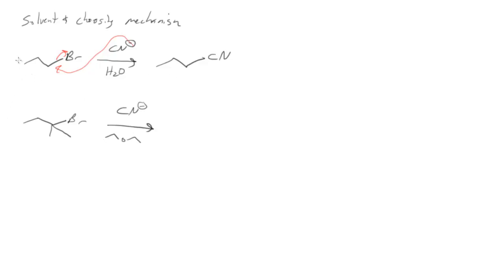Likewise, if I have a tertiary alkyl halide, so here's my primary alkyl halide, here's my tertiary alkyl halide, it also doesn't matter what my nucleophile is because it's never going to go by SN2. The halogen will always leave first to make my carbocation, and then the nucleophile will add to give the final product.